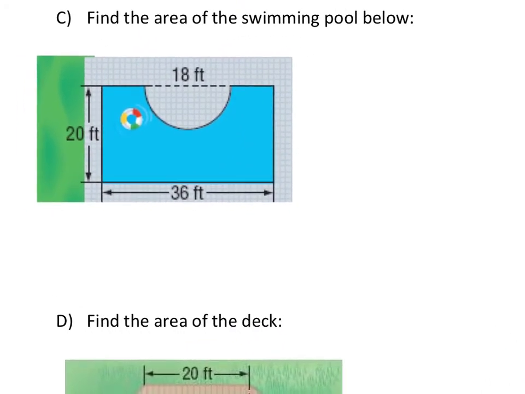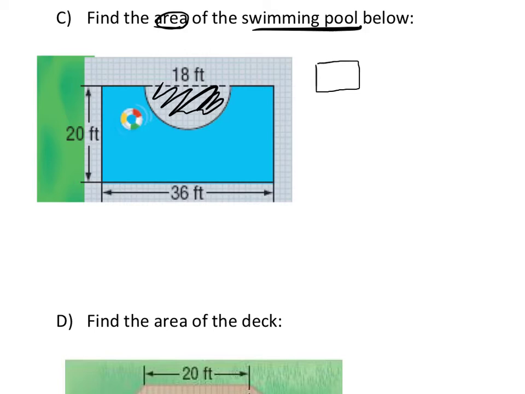Now we have a request to find the area of the swimming pool below. The swimming pool looks like a rectangle, but it's missing a chunk right here, which is a half circle. So to find the area of the swimming pool, we'll do finding areas by difference.